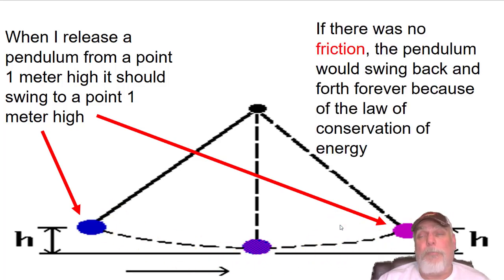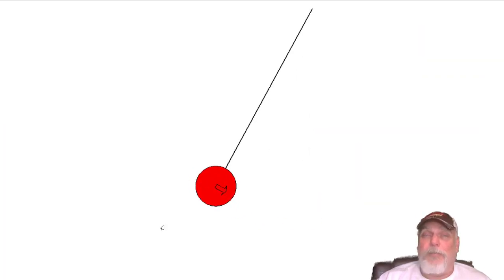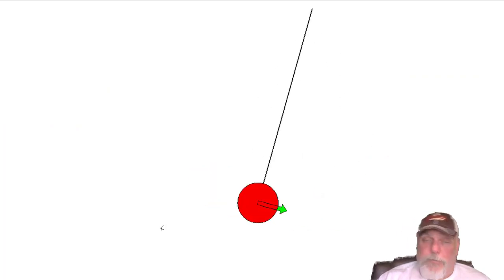Well, if there was no friction, the pendulum should do that. It should swing back and forth forever because of that law of conservation of energy. You start with 100 units of potential energy. That should transfer to 100 units of kinetic energy. That 100 units of kinetic energy should then transfer back to 100 units of potential energy, back and forth forever and ever. So you get something that looks like this, back and forth.